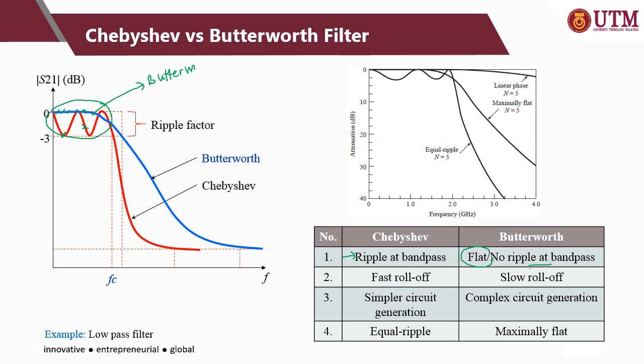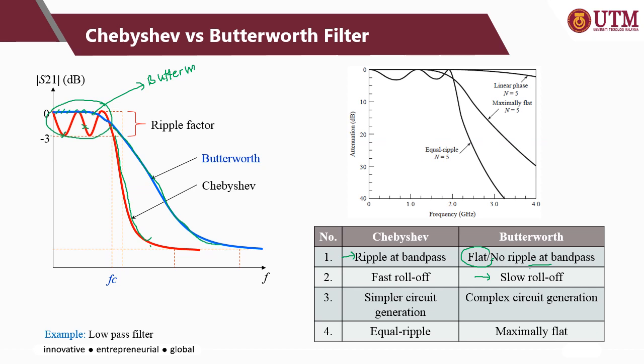And the one with ripple is the Chebyshev. It has a fast roll off. It has the ripple and then it suddenly drops down. This is what is meant by fast roll off, or a higher transition between the passband area and the stopband area. While the Butterworth has a slow roll off. The line drops down, and the transition between the passband and the stopband is a bit slower. It's a bit linear.